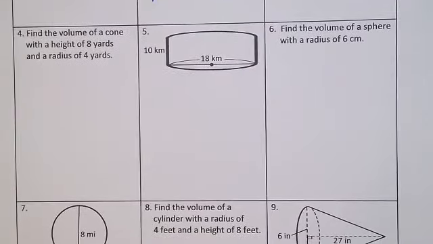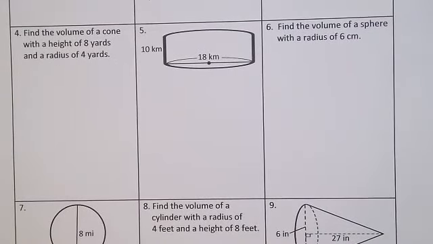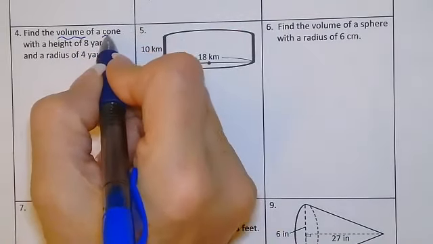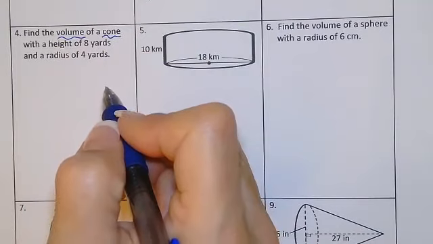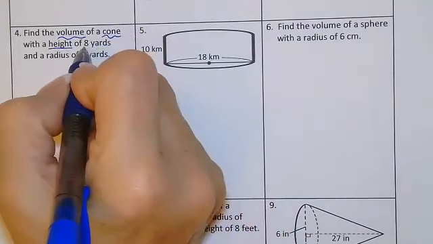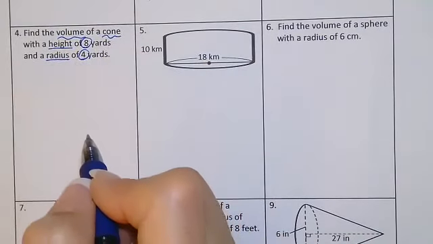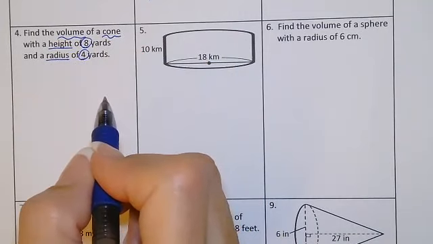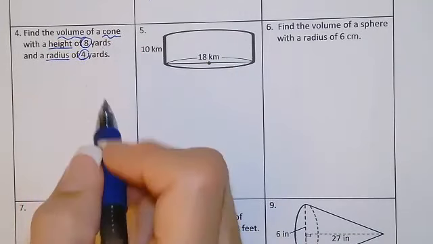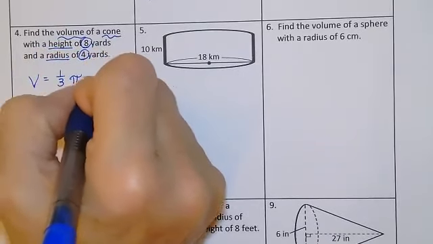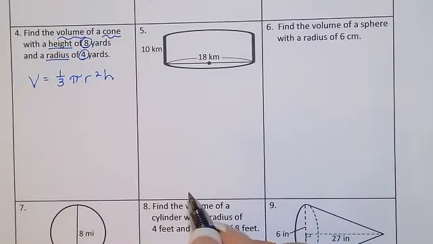All right, number 4. Find the volume of a cone with a height of 8 yards and a radius of 4 yards. Okay, so some of our keywords: volume of a cone. So we have a height of 8 and a radius of 4 yards. So let's start out with our proper volume formula, which is that for a cone. Volume is 1/3 pi r squared h.